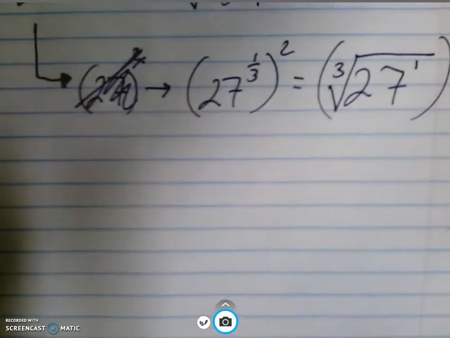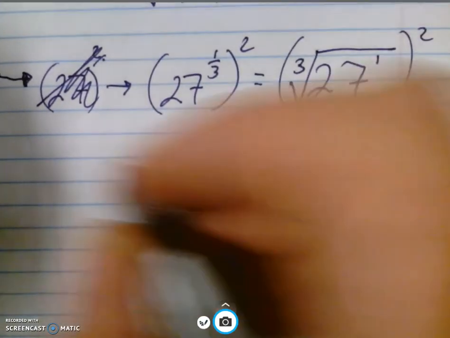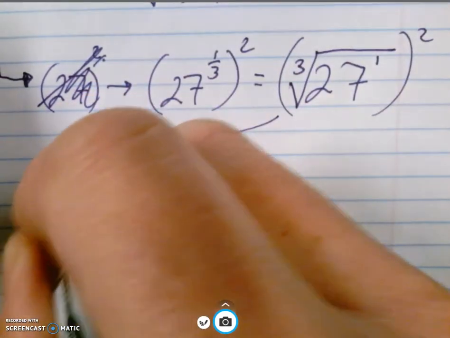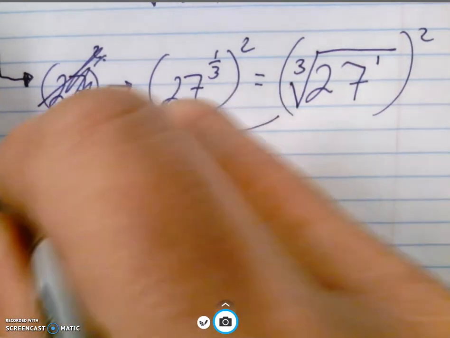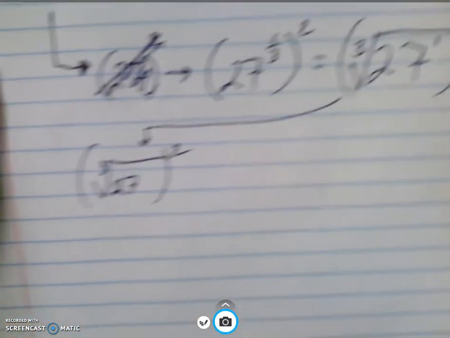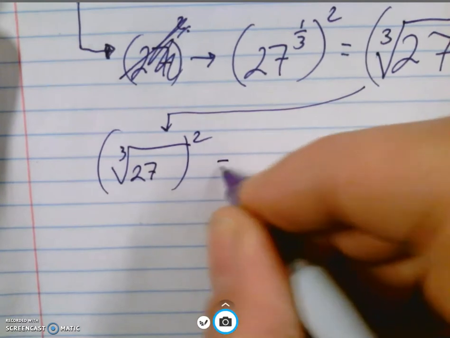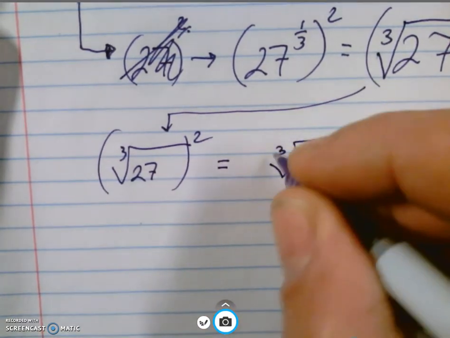So let me rewrite this. Let me move the camera down. That's where we're at now. The third root of 27, and we're going to square that. So let's break this down here. 27 happens to be a perfect cube.